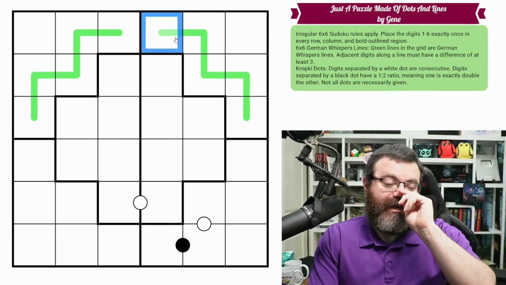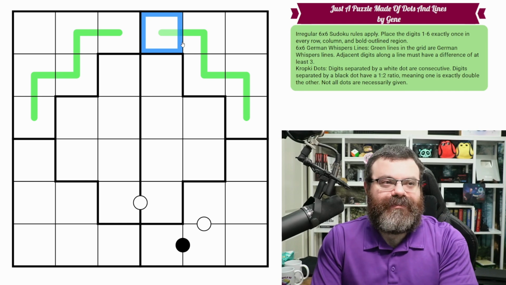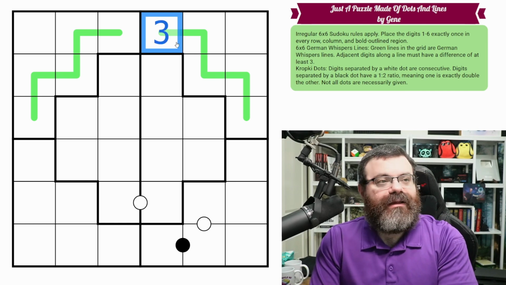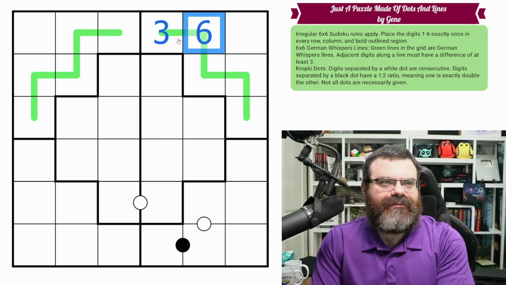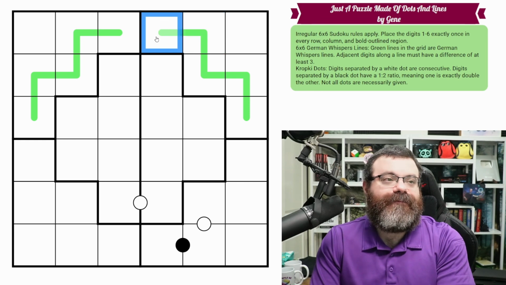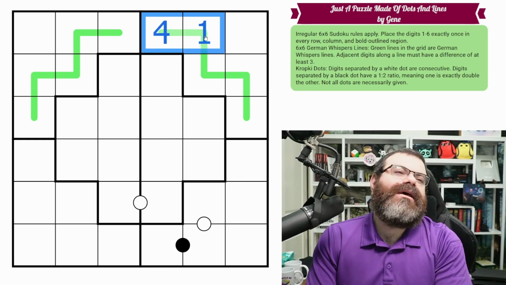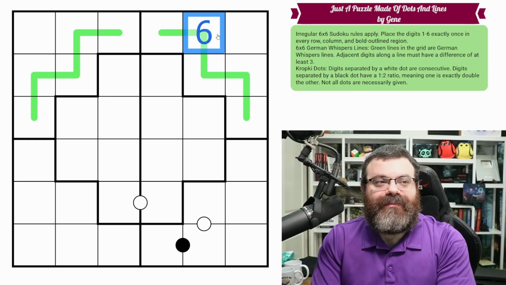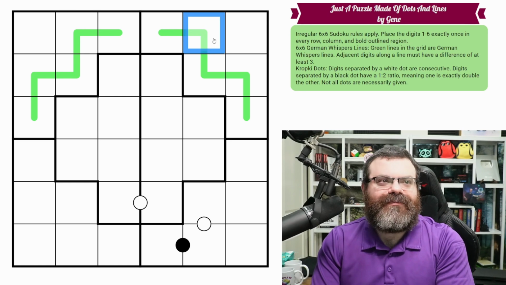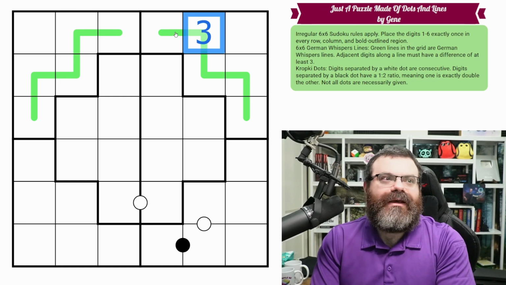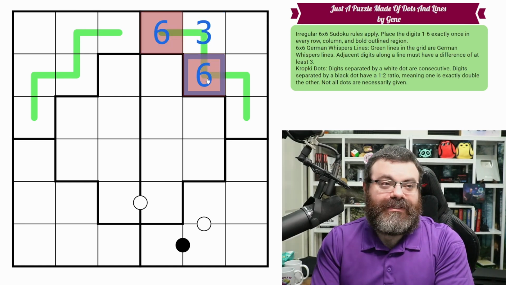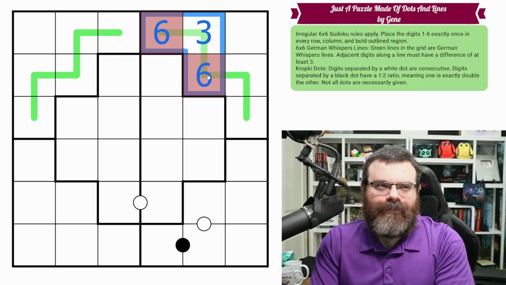First of all, the 3 and the 4 are kind of special digits because they have only one buddy. The 3 must go next to a 6. There's nothing else it can go next to. And the 4 must go next to a 1. And so how could this, for example, be a 3? It would have to be next to a 6 here and next to a 6 here, and they share a region. And so that would not be allowed.